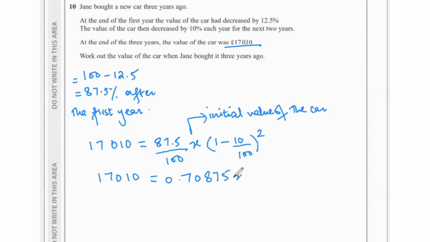0.70875 times X. When you subtract 0.1 from 1 and square it, and then multiply it by 87.5 over 100, that gives us 0.70875. And then when we divide the two, that's going to give us the initial value of the car, which is going to be 24,000 pounds.